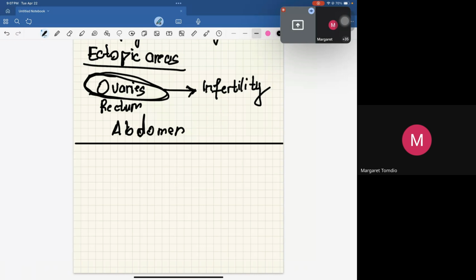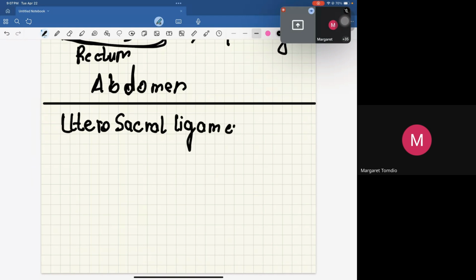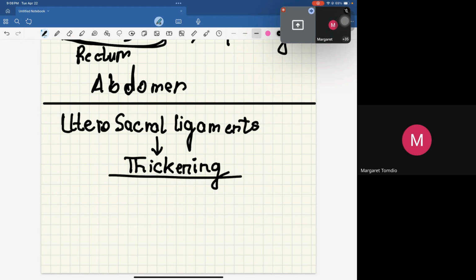And one important thing is that it usually affects the uterosacral ligaments. So when the uterosacral ligaments are affected, there will be thickening of these ligaments. This is the characteristic telltale sign that they will give you in the exam. They will tell you that a woman is having cyclical pains, and when you look at the physical examination, they will say that palpation reveals nodularity or nodular thickening of the ligaments. So this is known as endometriosis.